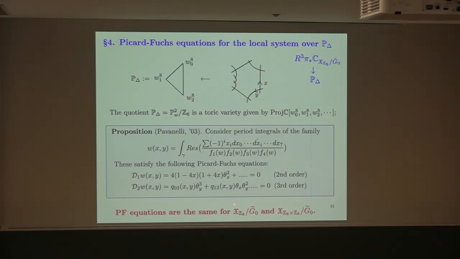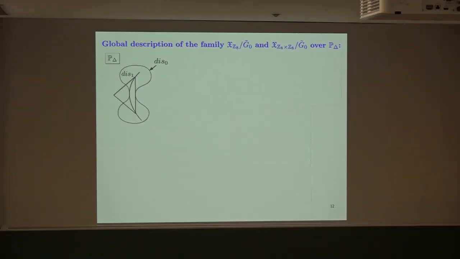At this point, I'm considering 2 families. One is the X quotient, the other is X without the quotient. The difference is just a discrete quotient. If you look at the variation of Hodge structures of our local system, this difference by a discrete quotient doesn't matter. So the point is that this Gauss-Manin differential operator is the same for these 2 families.